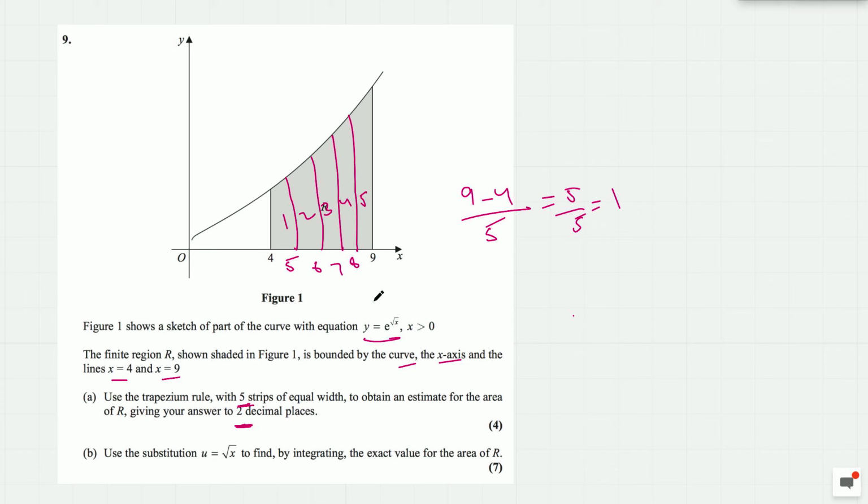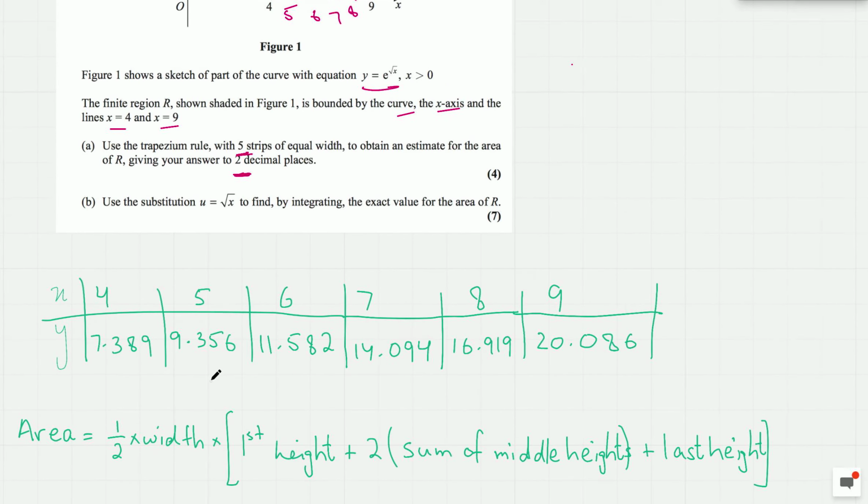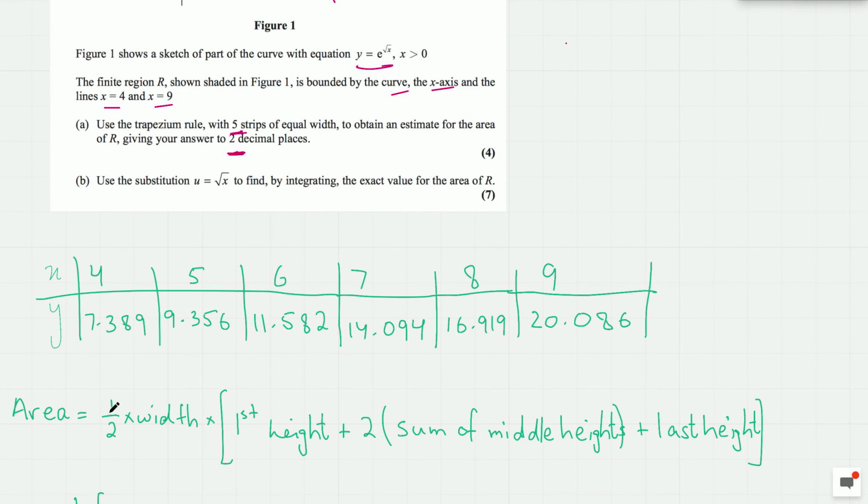Now we're going to use the trapezium rule. The formula for this is always given in the exam. And the formula is this: half times the width multiplied by the first height plus 2 times the sum of the middle heights plus the last height. And we also make a table to make it easier for us. So we have all the x values, 4, 5, 6, 7, 8, and 9, and then the corresponding y values.